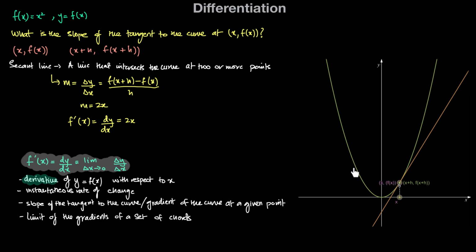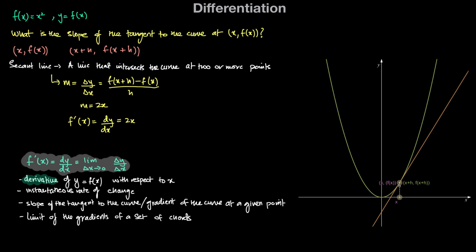So for example, if x was equal to -2, the slope of the tangent to the curve, or the gradient of the curve at x equals -2, would be 2 times -2, which is -4. If x was equal to 0, the slope of the tangent, which would be a horizontal line, would be equal to 2 times 0, which is equal to 0. So the gradient of the curve at x equals 0 would be equal to 0.